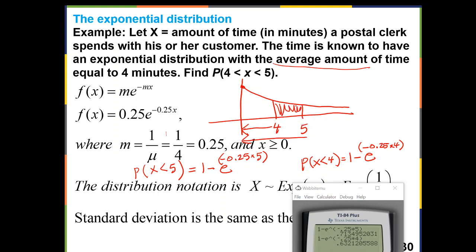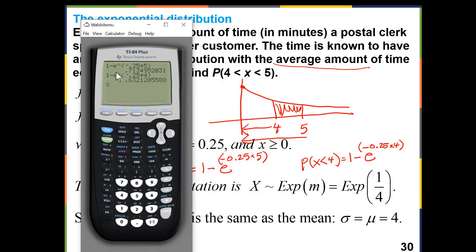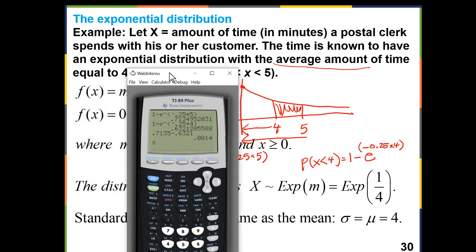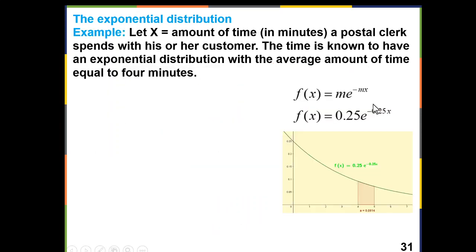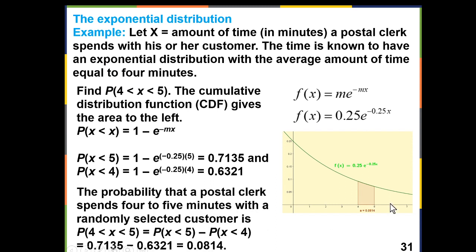And we already kind of did, right? See that? So the area to the left of 5 is this number right here, which is 0.7135, minus 0.6321. There. So our answer is 0.0814, right? And here is the answer, 0.0814, and that's the picture of it. Now, we could have done it this way.